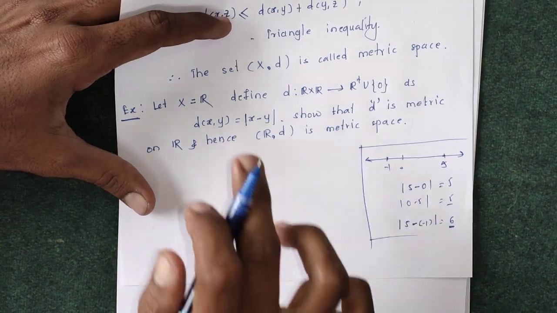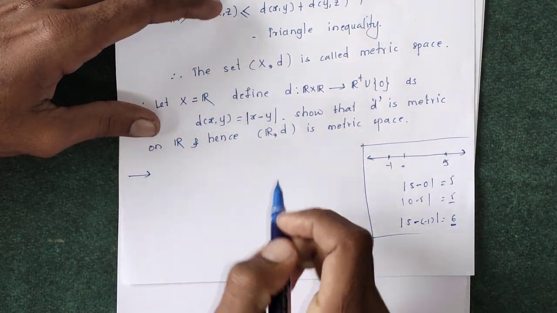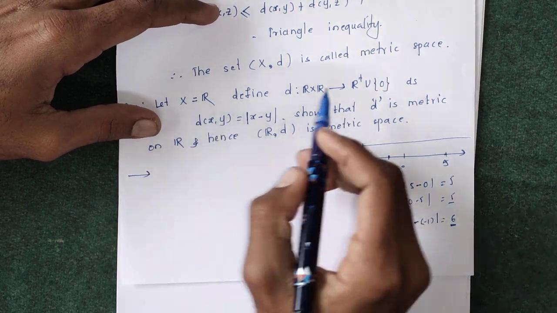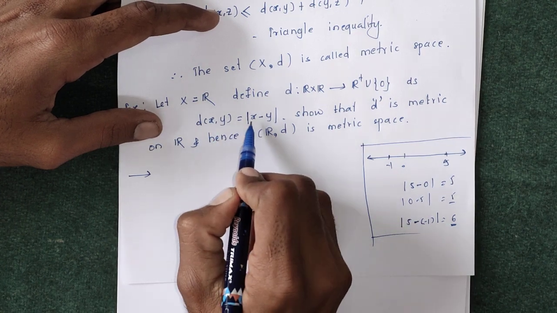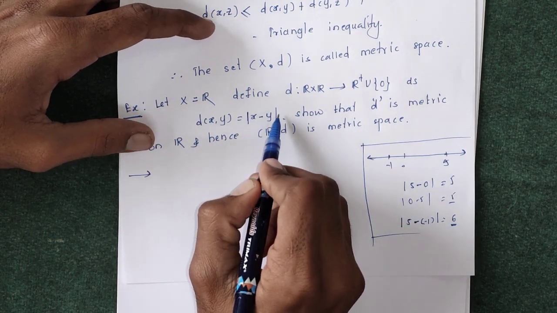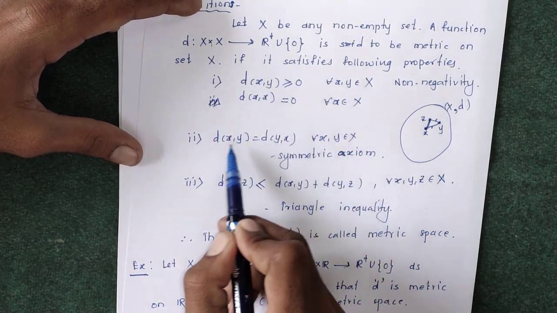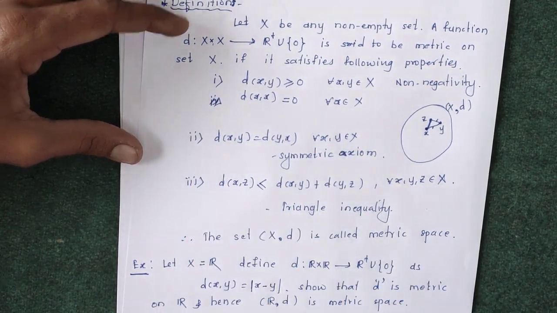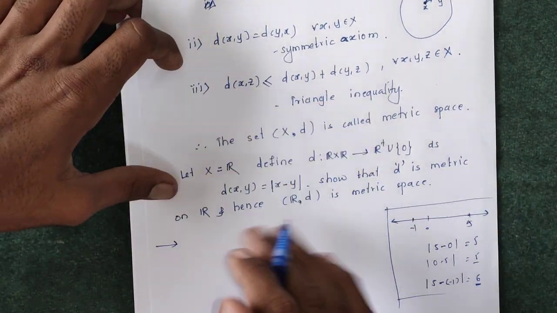So we have to show that this is a metric. That is, we have to show this function d on R cross R to R plus union singleton 0, defined as distance of x, y is equal to mod of x minus y, satisfies these three properties. First is non-negativity, second is the symmetric axiom, and third one is the triangle inequality. So first of all we will show the first property.